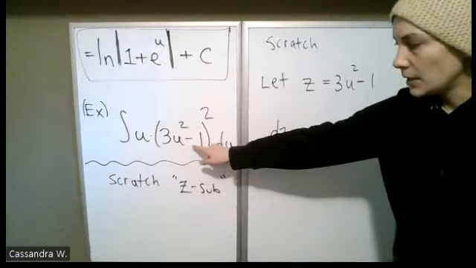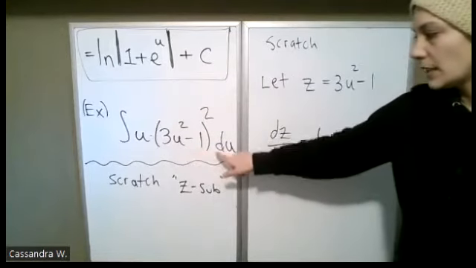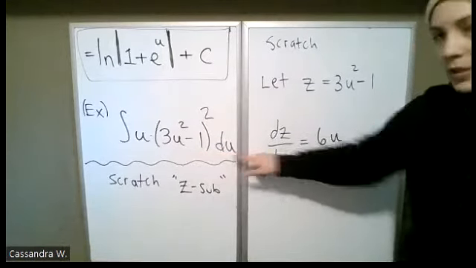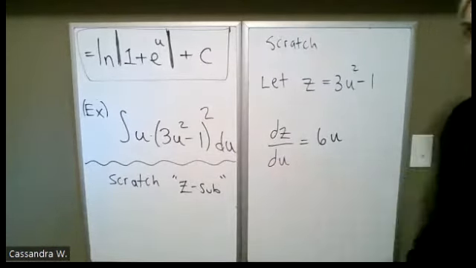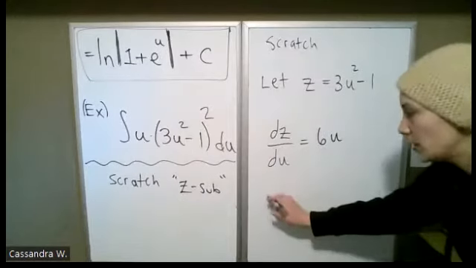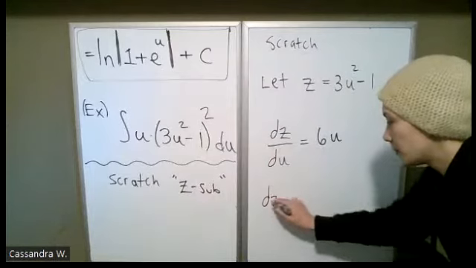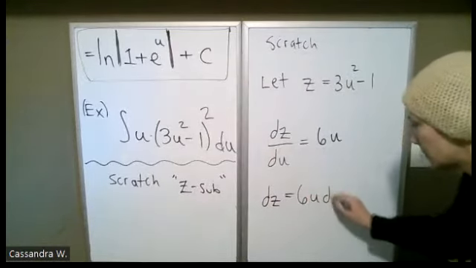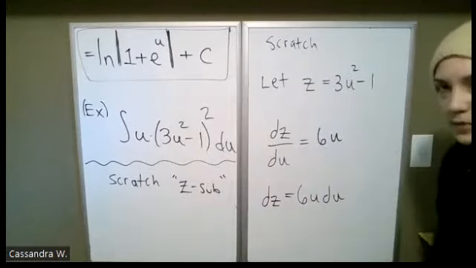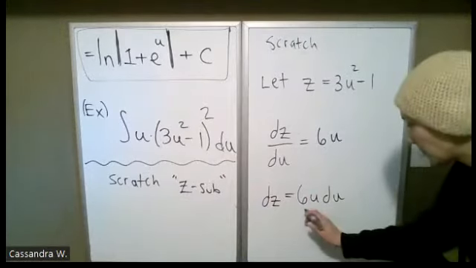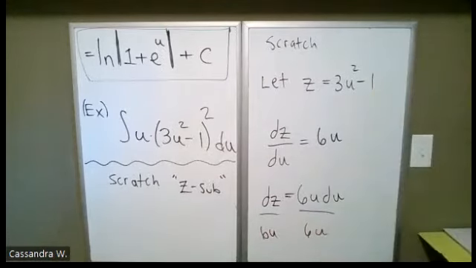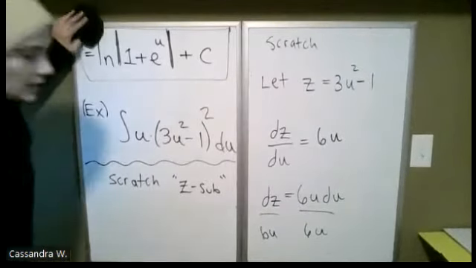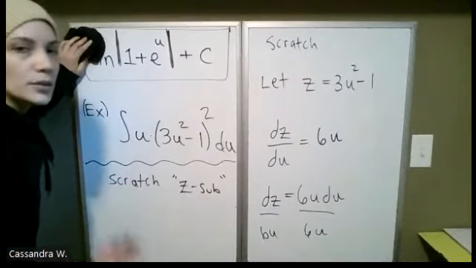So we're going to be substituting z in right here. I'd also like to replace this du over there. So I'm going to use this scratch work to get du. You multiply both sides by du to get 6u du equal to dz. And I would divide both sides by 6u. And you've got dz over 6u equal to du.